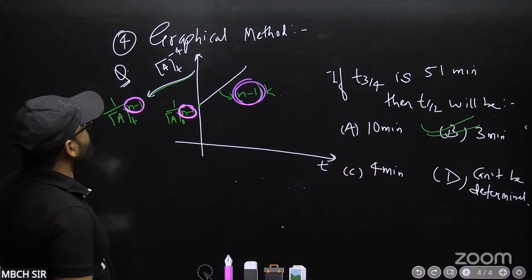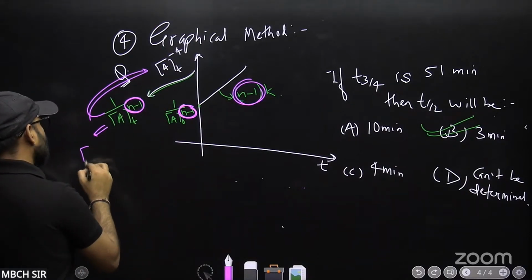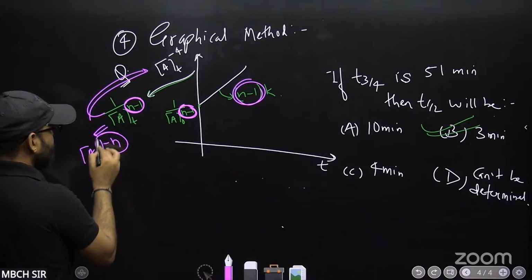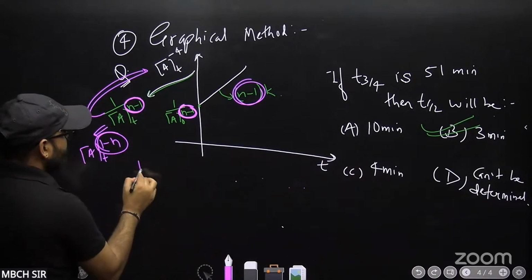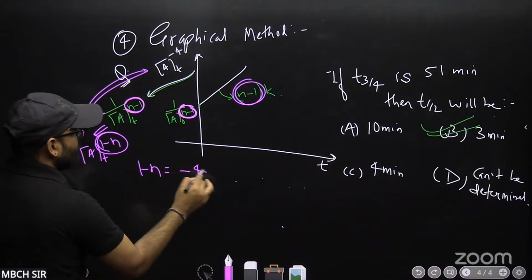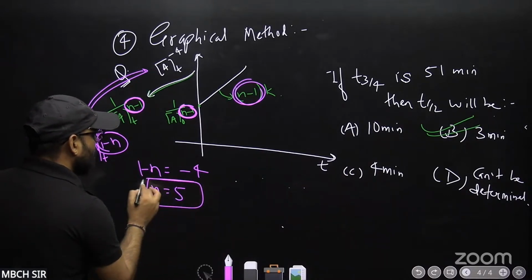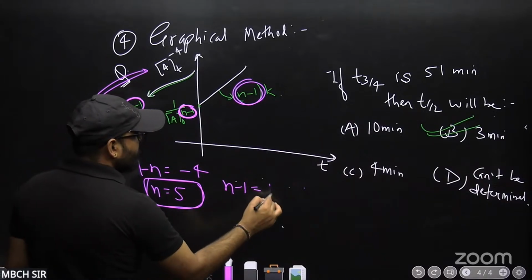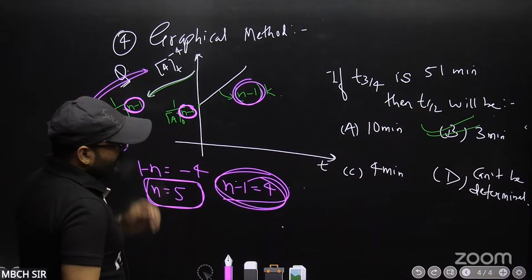In this question, we have been given this data. Now you can write this as a_t raised to power 1 minus n, and this 1 minus n is given as minus 4. So n is equal to 5. n is equal to 5, or you can say n minus 1 is 4, whatever you want to say. Why am I taking n minus 1?